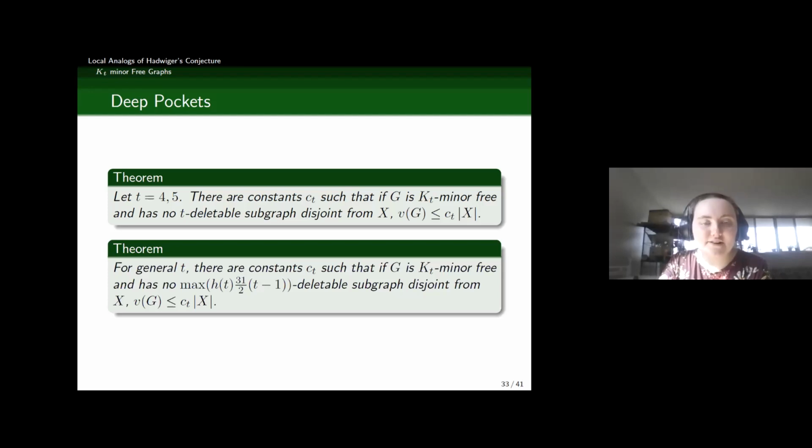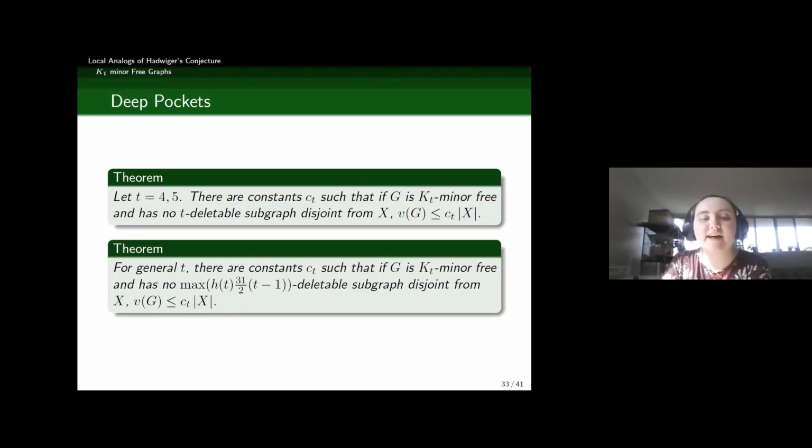And then for general t, and I've forgotten the constant of 13 again, there are constants C_t such that if G is a K_t minor free graph and has no 13 times the maximum of h(t) and 31 over half t minus 1 deletable subgraphs disjoint from X, then |V(G)| is less than or equal to C_t of X.